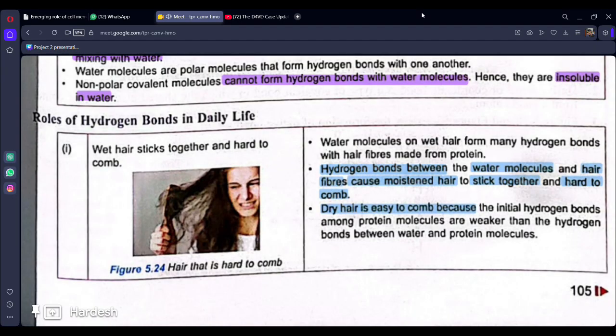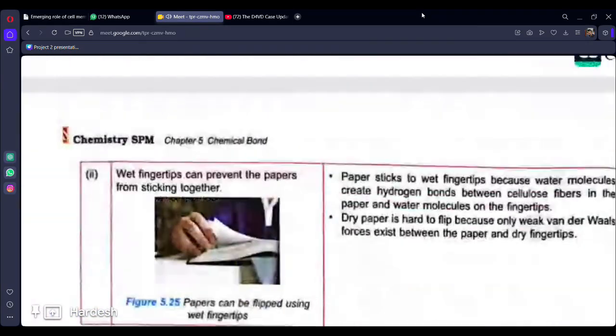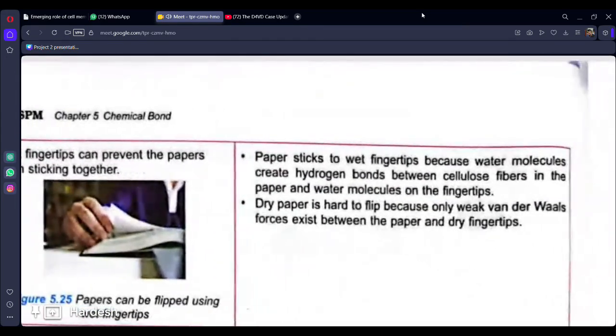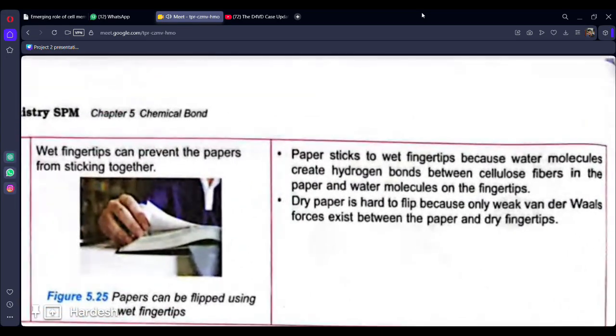Dry hair is easy to comb. Why? The water has already evaporated, so the initial hydrogen bonds among protein molecules are weaker. No more water already. Then this one is the same concept. Wet fingers can prevent papers from sticking together. Paper sticks to wet fingertips because water molecules create hydrogen bonds between cellulose fiber and the paper. Cellulose has hydrogen, so it sticks to the water molecule on the fingertip. Dry paper is hard to flip because of weak van der Waals force of attraction.